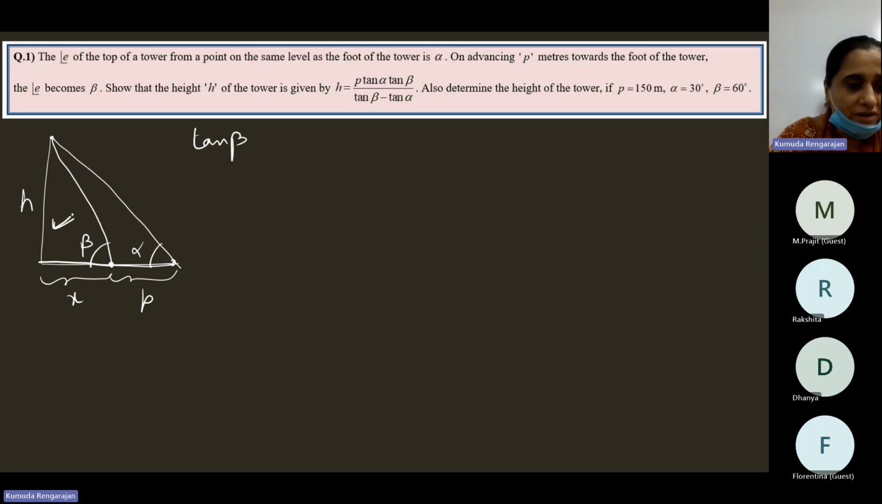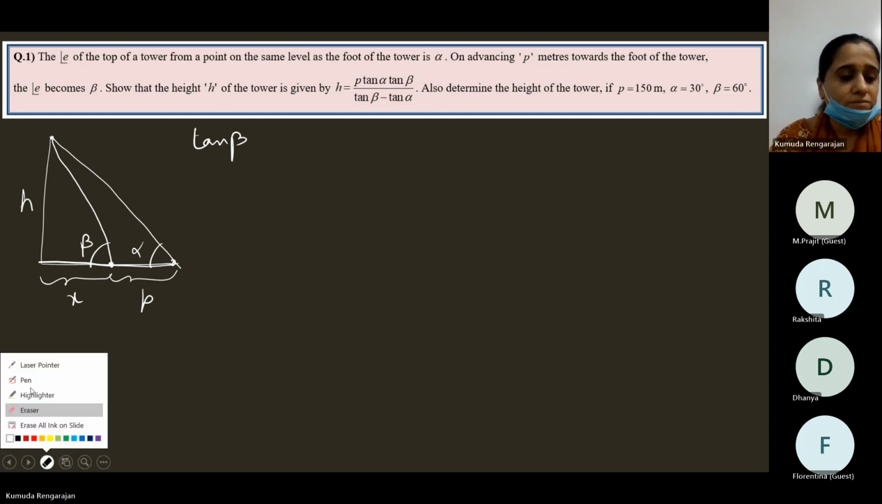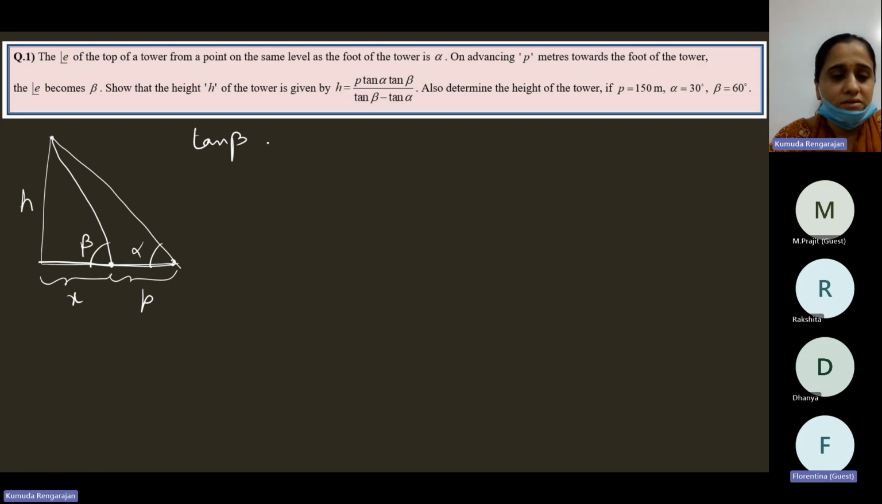I'm taking the smaller triangle first. You can take any triangle. I always start with a smaller triangle. What's tan beta? Opposite by adjacent, so h by x. Now, what are the terms you have in this equation? You have tan beta, h and x, correct?